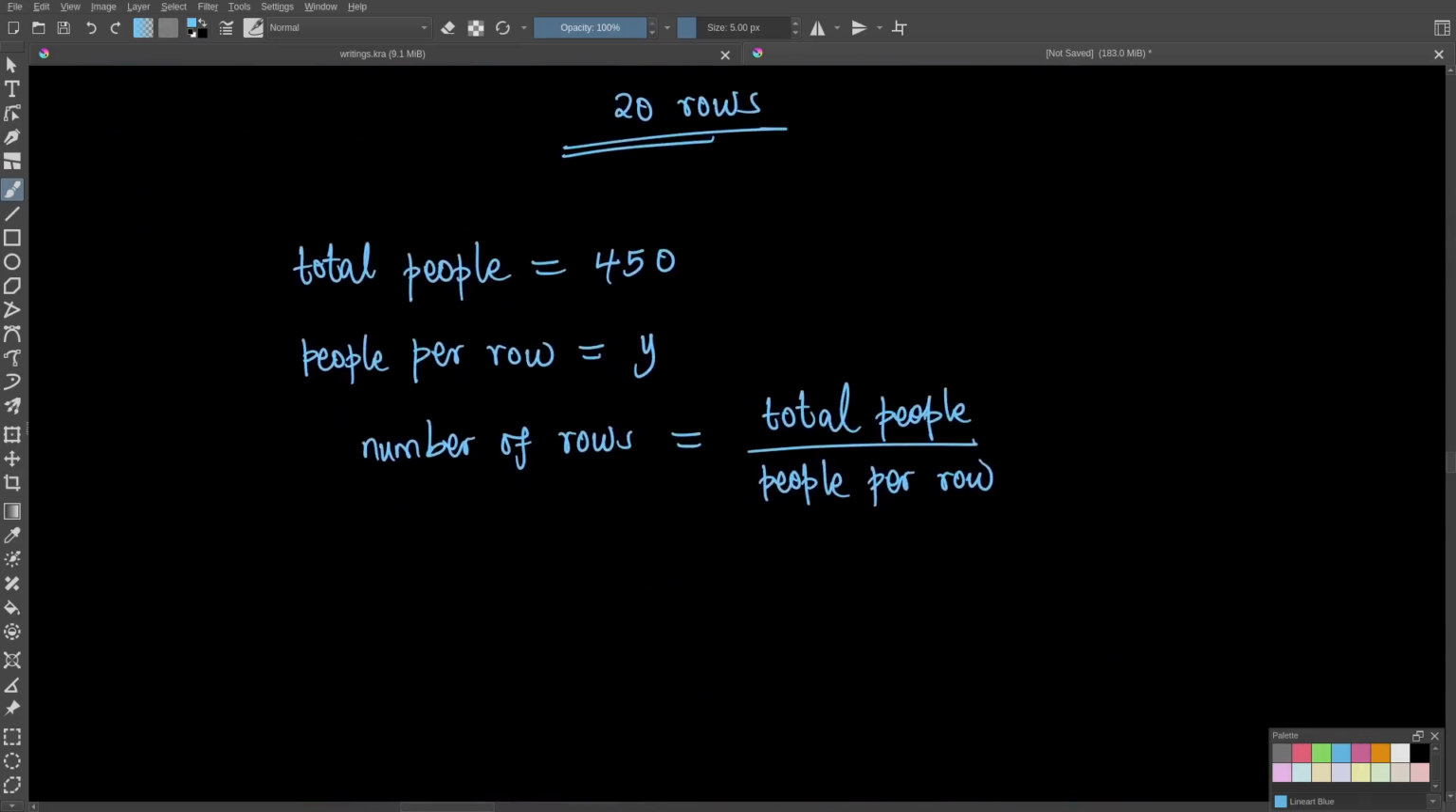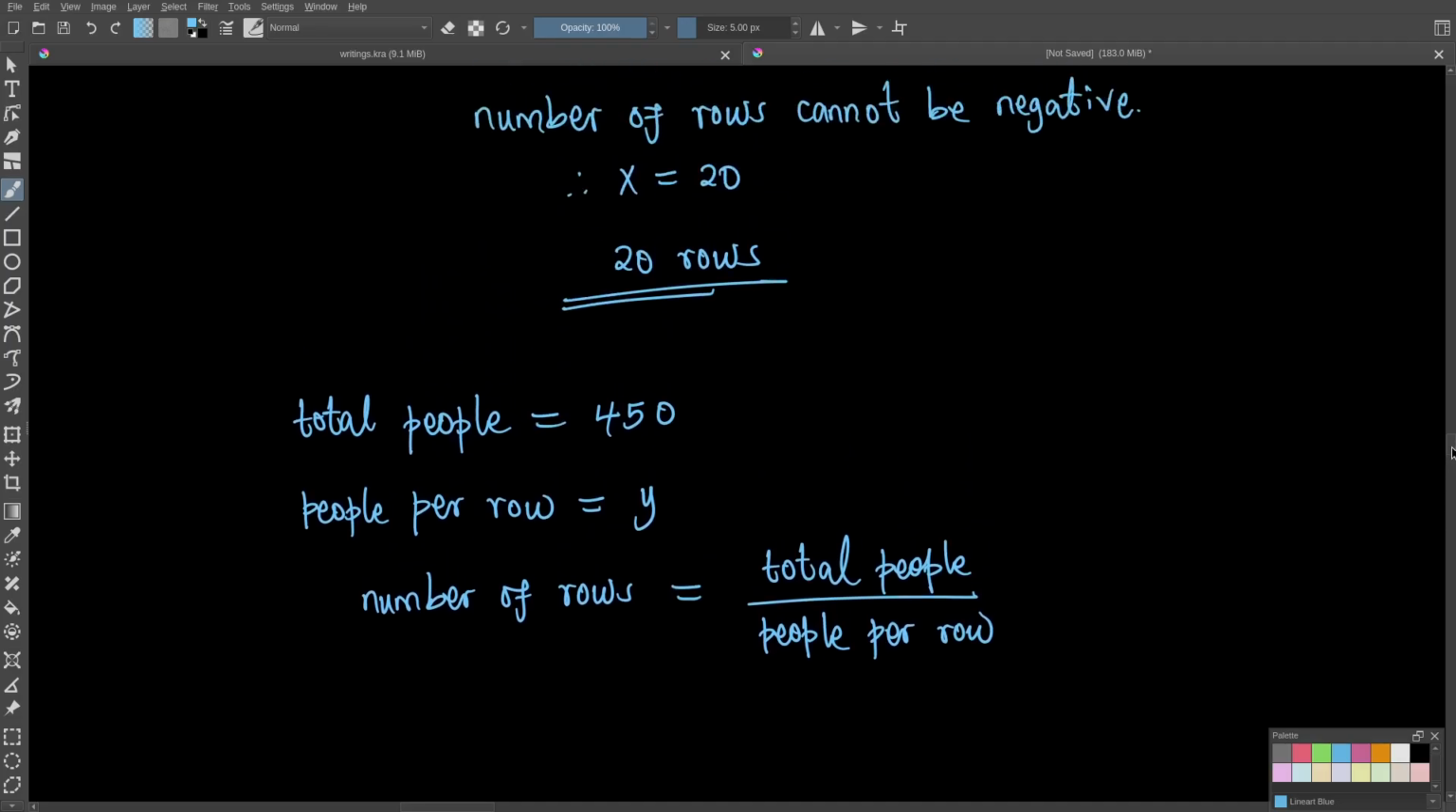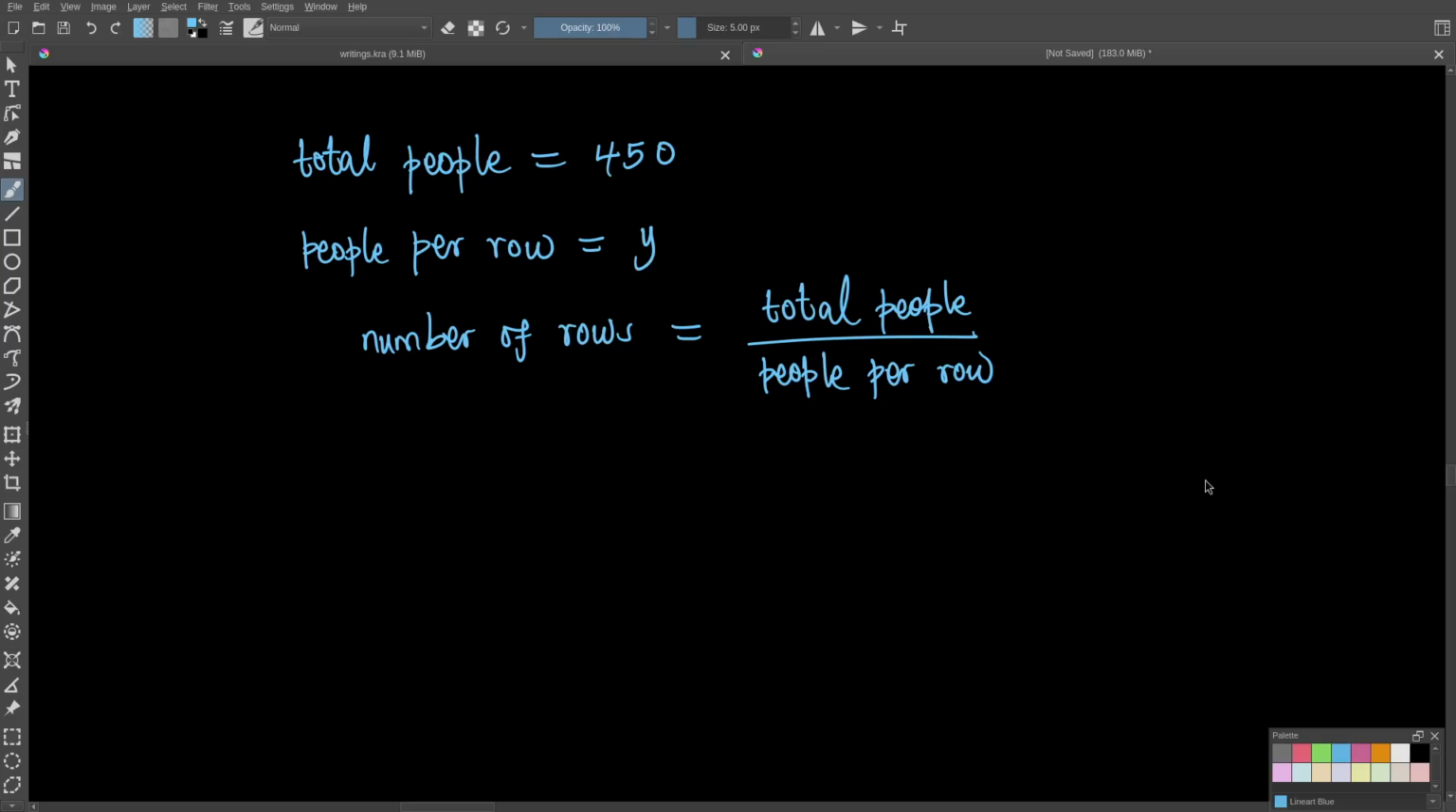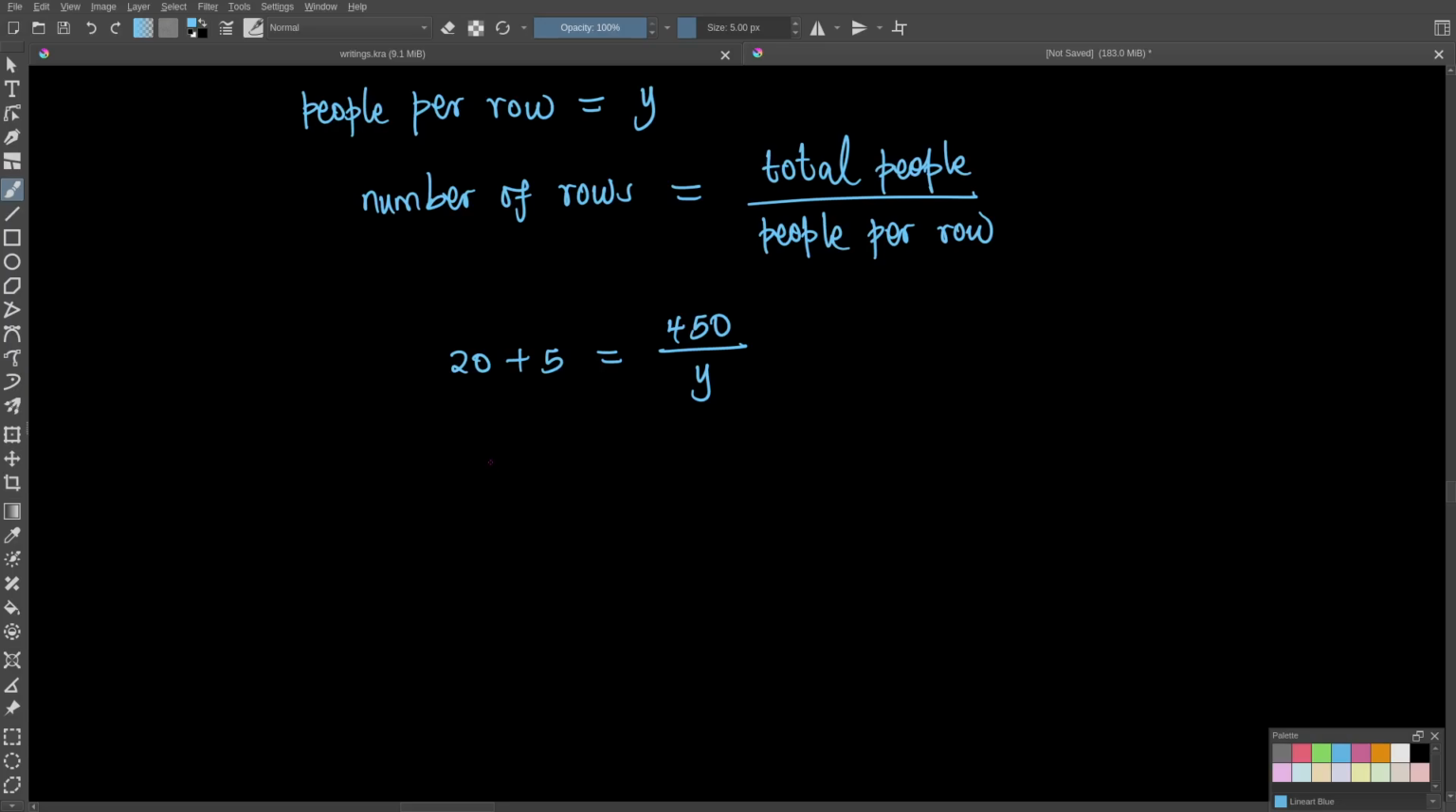So we go back. Remember, our value for x was 20. So the number of rows would be x plus 5, which is 20 plus 5, is equal to the total people, which is 450, divided by the people per row. In our case, the people per row is an unknown, y. So this means that 20 plus 5, that's going to give us 25, is equal to 450 divided by y. Now to get rid of this y in the denominator, we multiply each term by that y. So times y, times y.